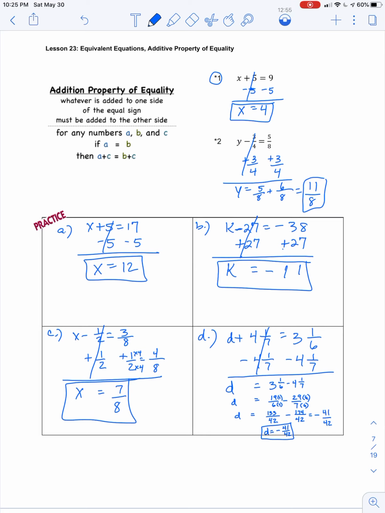Okay, that concludes the lesson today. You can go ahead and work on the problems that are assigned in the packet, and we can address any questions you might have at a later time.